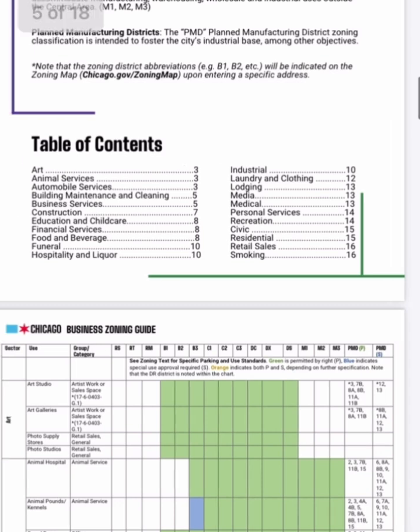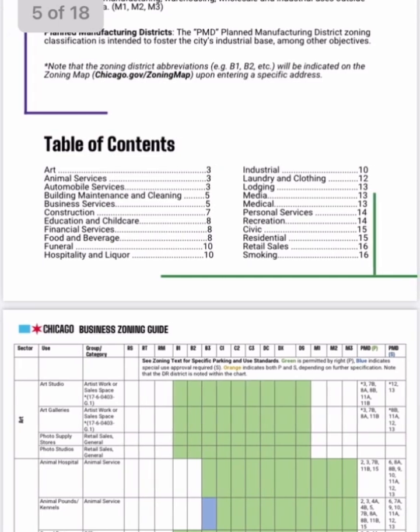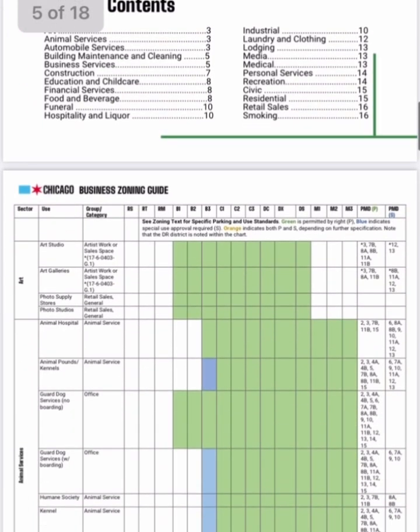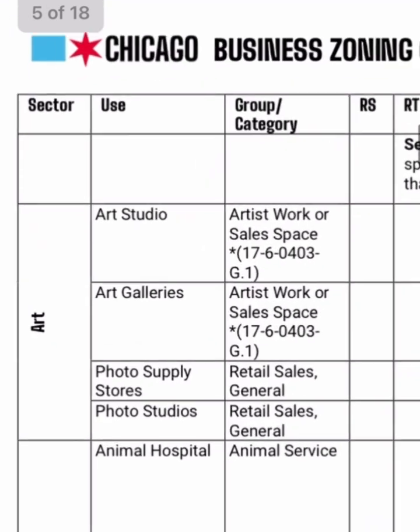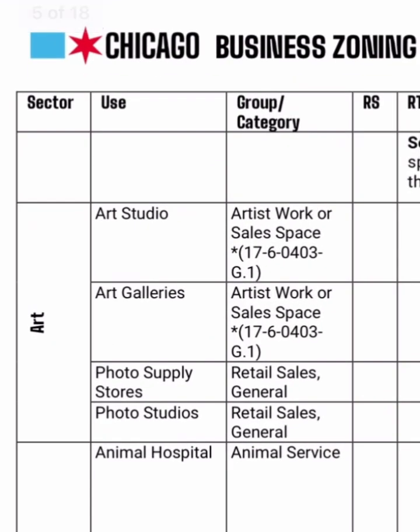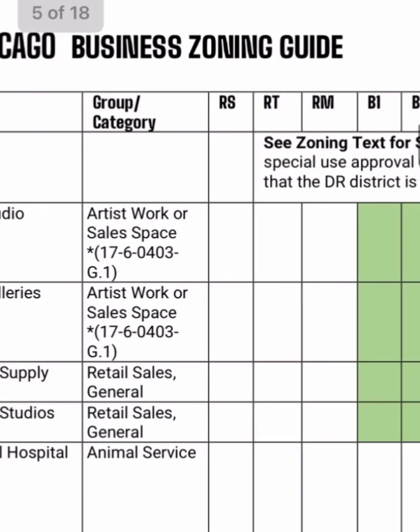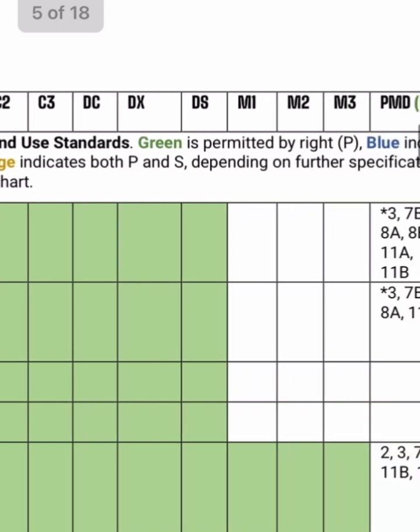So let's take a jump through the guide. We're not going to look at everything, but we'll look at a few of the categories together. To start off with, we have art: art studios, galleries, and photo supplies. And as you can see, they're limited from residential and from manufacturing.